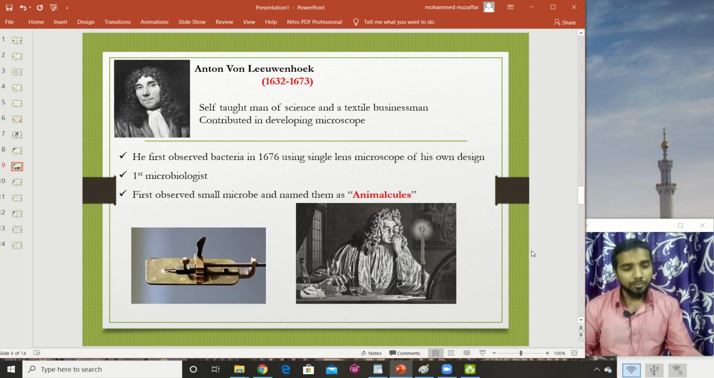And moving on, Anton von Leeuwenhoek, in the same 17th century, was the first man to discover the microscope. He was actually a textile businessman. He had a business of cloth trading, and he had a great curiosity towards observing things which are very small.